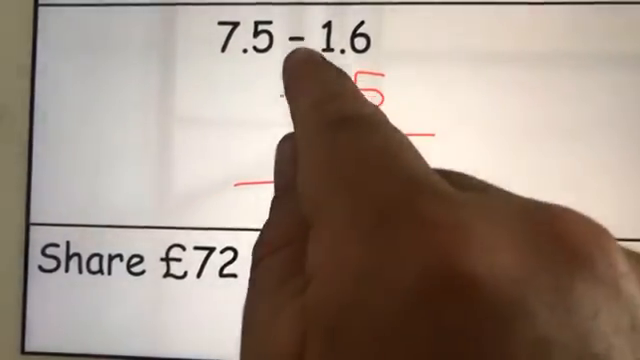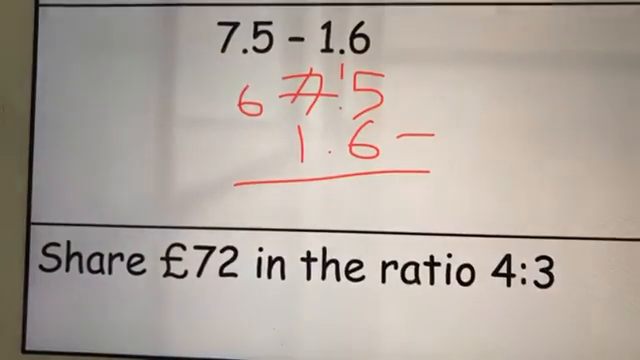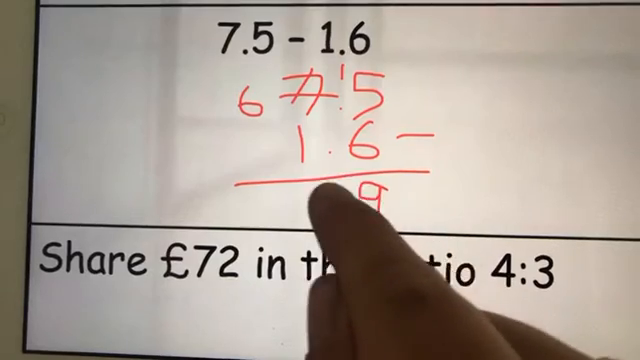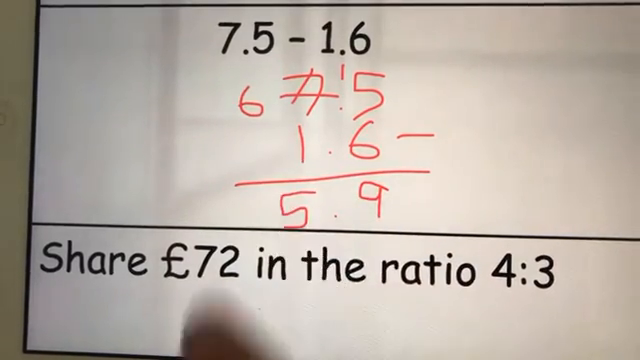5 take away 6, I can't do it. Borrow from the 7, carry the 1 over to make 15. 15 take away 6 is 9. 6 take away 1 is 5. So the answer is 5.9.